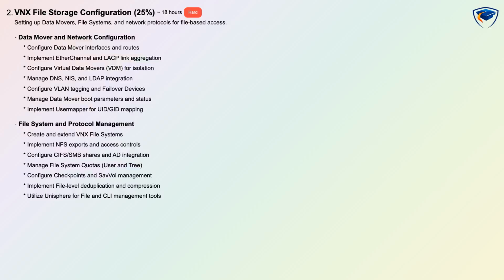In the block storage configuration domain, you will also learn how to configure Fibre Channel, FC connectivity and zoning, implement iSCSI networking and port configuration, and configure FCoE connectivity for VNX systems. You will also understand how to register hosts and manage storage groups, implement host agent and CLI registration methods, manage ALUA and multipathing configurations, and troubleshoot connectivity using Unisphere and Navisphere.